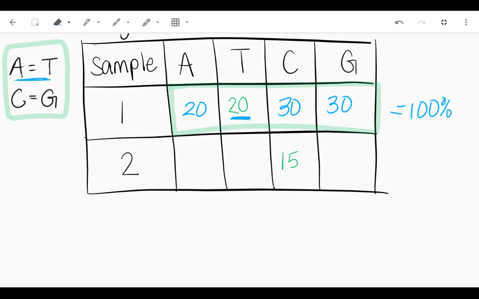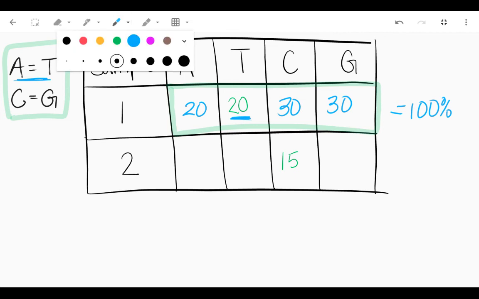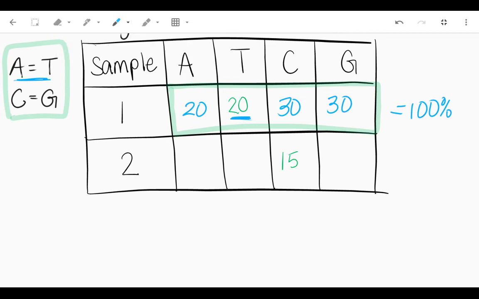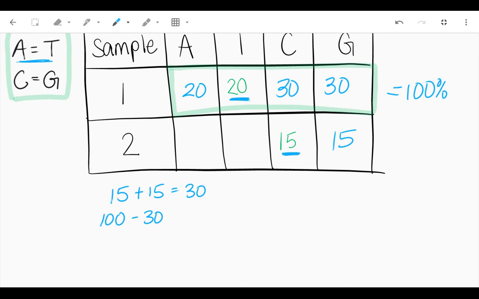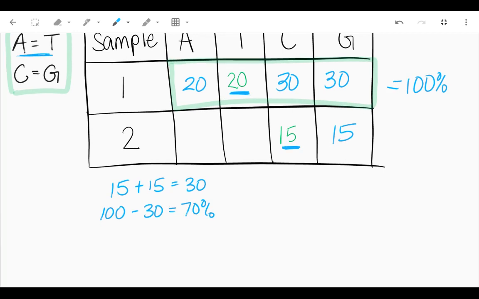All right, hopefully you figured this out. Pause the video and actually tried it out on your own. Let's go over it together. It tells us that there's 15% cytosine. That means there also has to be 15% for guanine. So we have 15% for both of those. Let's do our math. 15 plus 15 is 30. Take away that percentage from 100%, and you get 70% left over for our adenine and thymine.